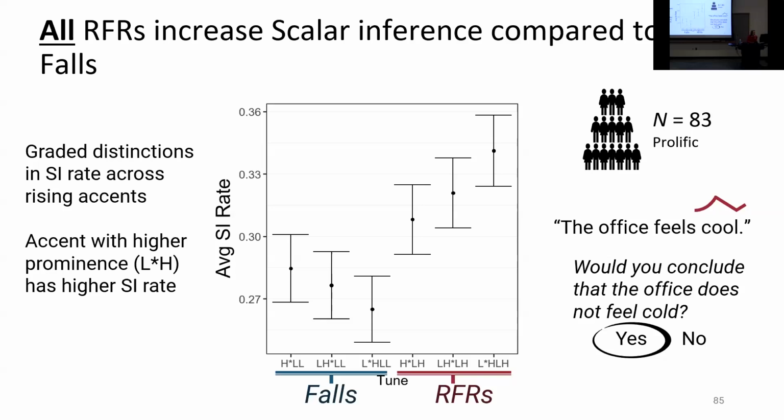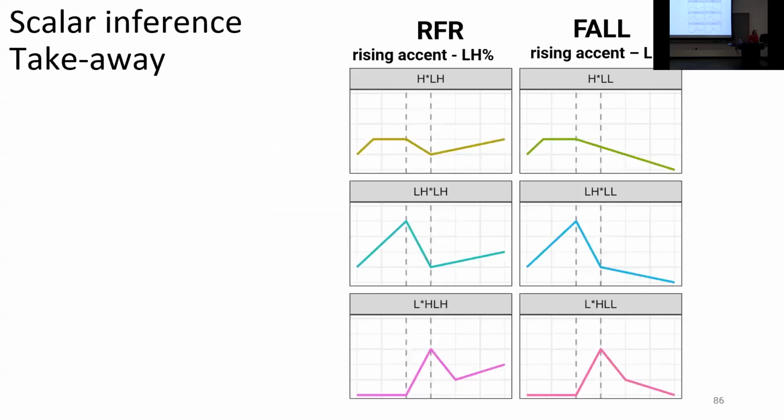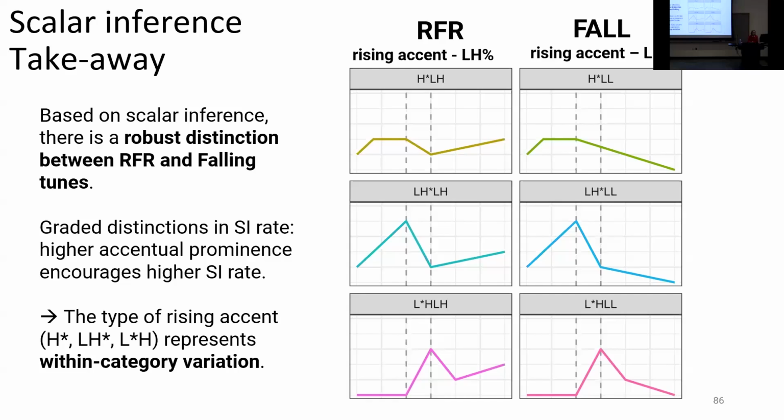However, we also note that there are graded distinctions in the scalar inference rate across the 3 different rising pitch accents. And the accent that has higher prominence here, the one that's low star high, has the highest SI rate. So the takeaway for us is that, based on scalar inference, there's a robust distinction between the rise, fall, rise trajectory and the falling tunes. But there's also graded distinctions in the SI rate among the rise, fall, rise tunes that had different pitch accents. So what it suggests to us is that the type of the rising accent, in one sense, doesn't matter because you're going to get scalar inference anyways, but you're going to get it more if you use a more prominent pitch accent. So this suggests to us that this distinction in pitch accent type is a within category variation. And here are the 2 categories of tunes. And then the difference between these 3 versions of the rise, fall, rise is just a degree difference.